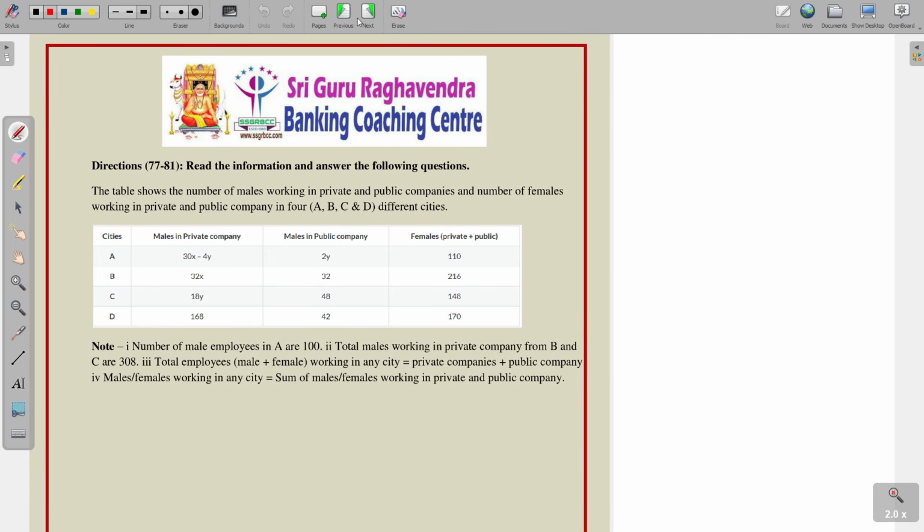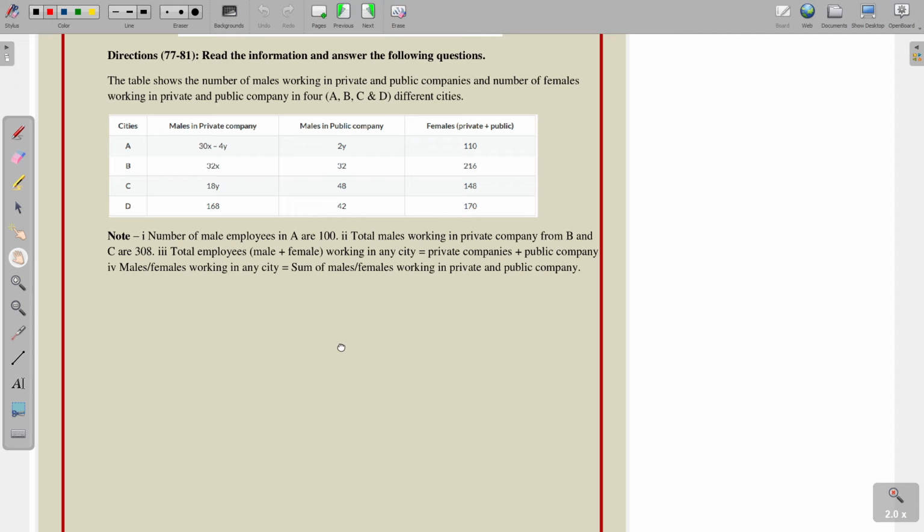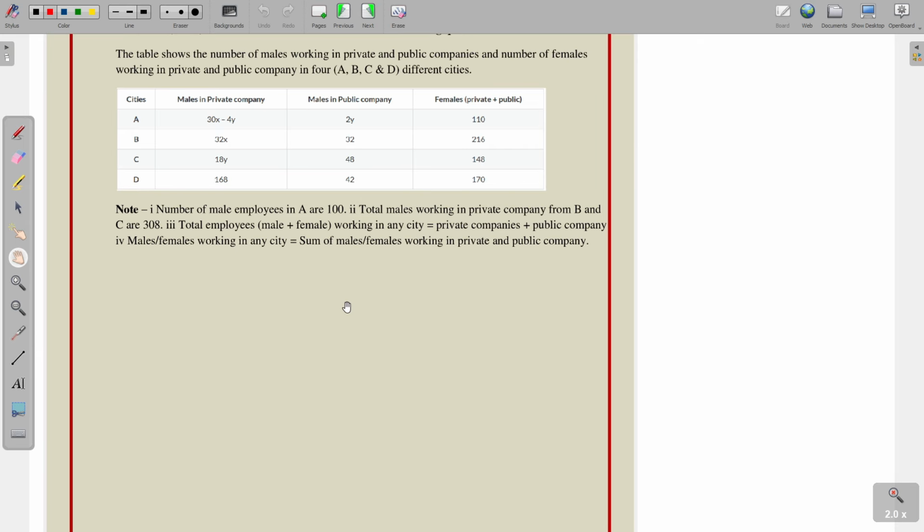Next question. According to the given information, the table shows the number of males working in private and public and number of females working in private and public in 4 different cities A, B, C, D. The number of male employees in A are 100, means the male employees in private is 30x minus 4y for private employees and 2y is public employees.